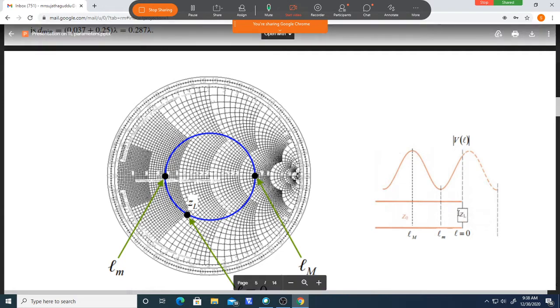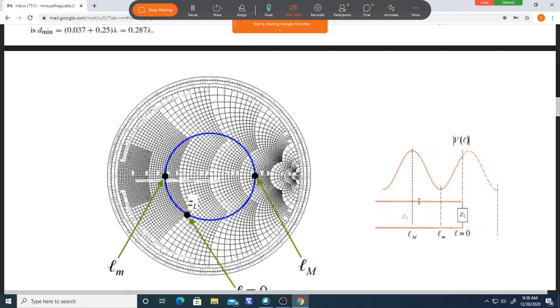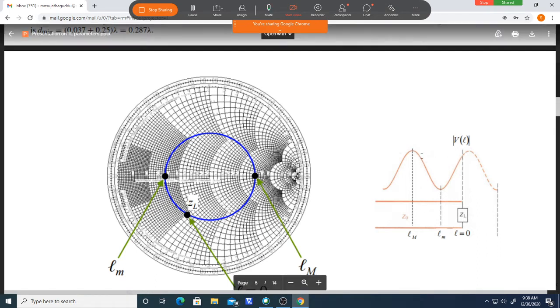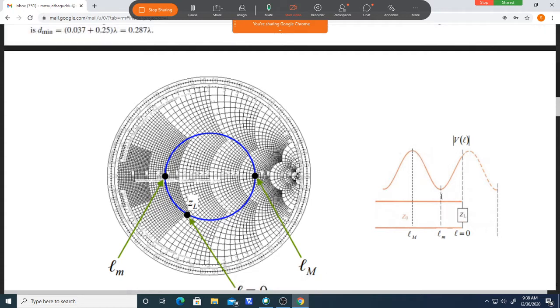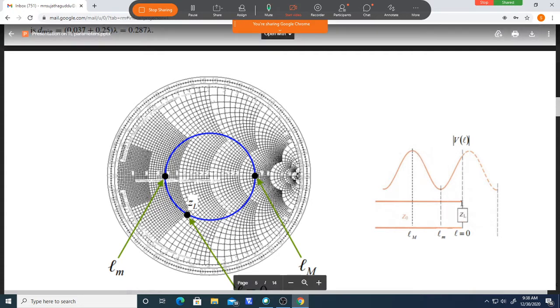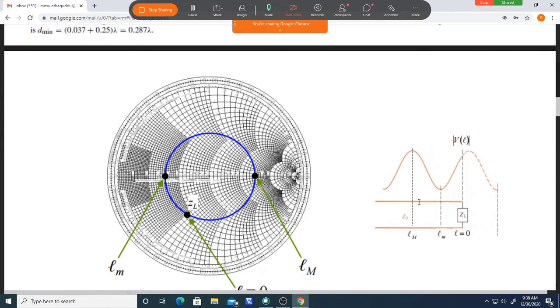That means the same impedance must be here. Whatever you are observing here, ZL must be here. That's why we observe the same impedance and the same voltage here. If you move from the load a distance of lambda by 2, the same voltage will repeat again.